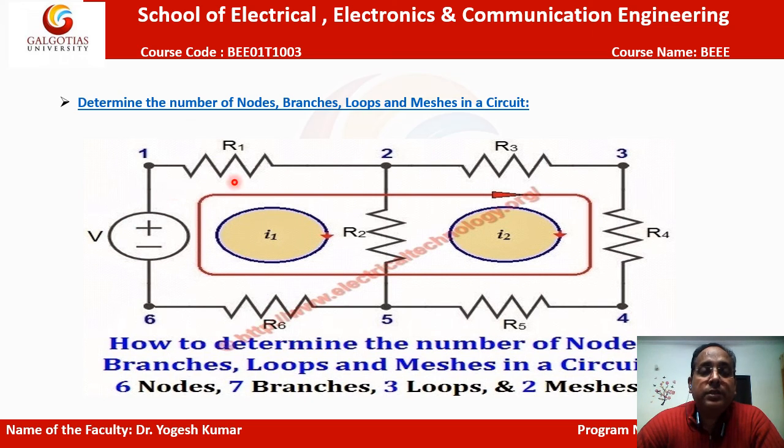What about loops? There is one loop, and there is another loop, and then one is the complete loop. The total number of loops is 3. But what about meshes? There is one mesh and there is another mesh. So in this fashion we have to calculate the number of nodes, branches, loops and meshes. In all these slides we have understood what a node, mesh and loop are, what an active component and a passive component are, what unilateral and bilateral are, just to get an idea about the DC components in the circuit.